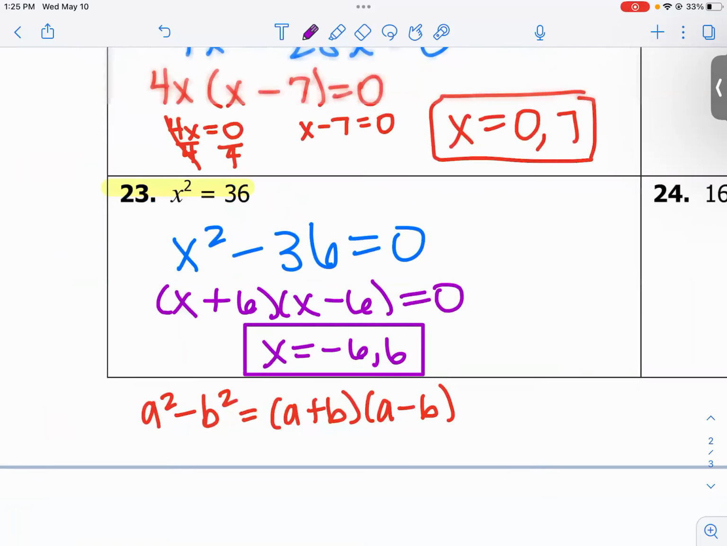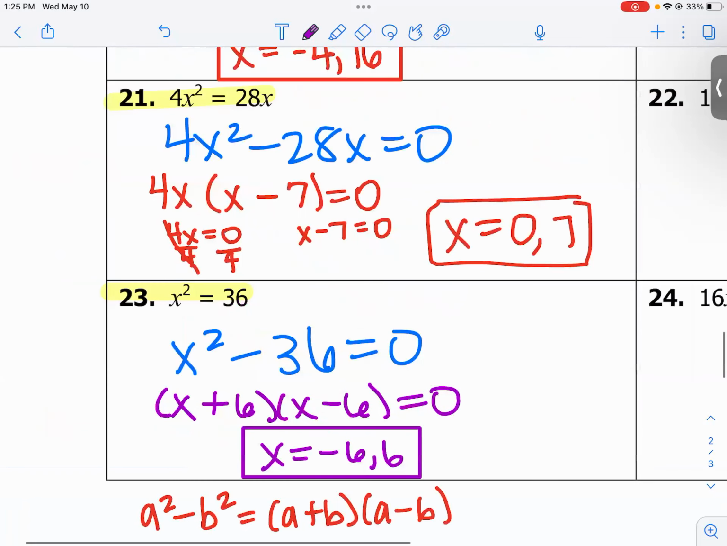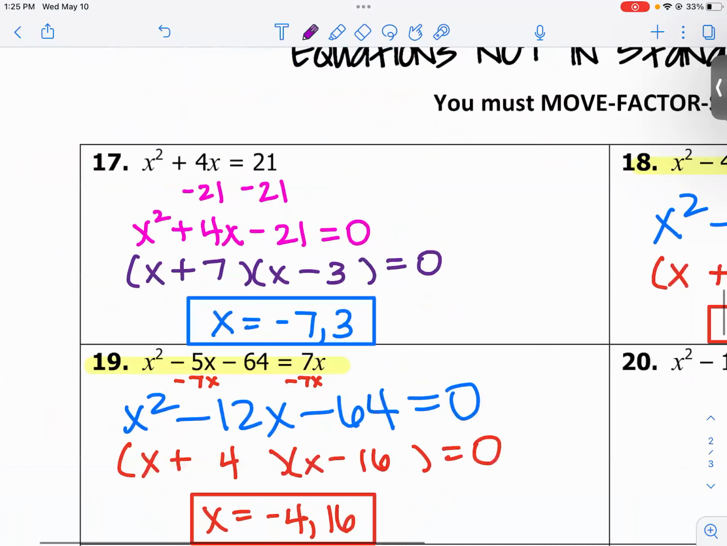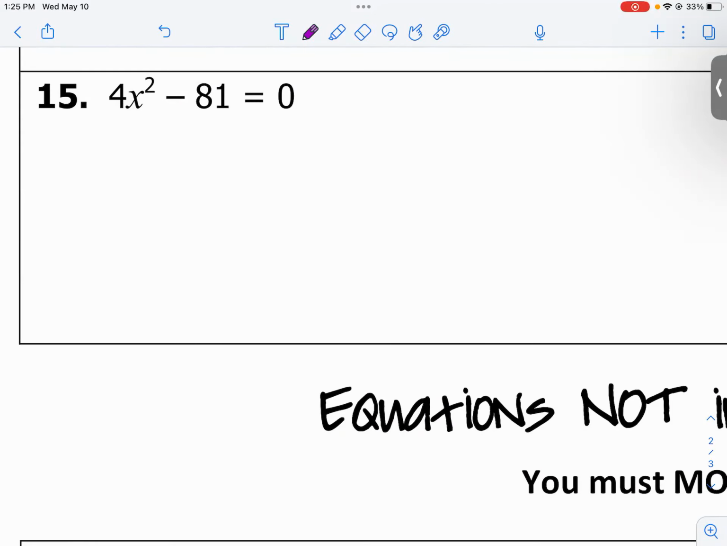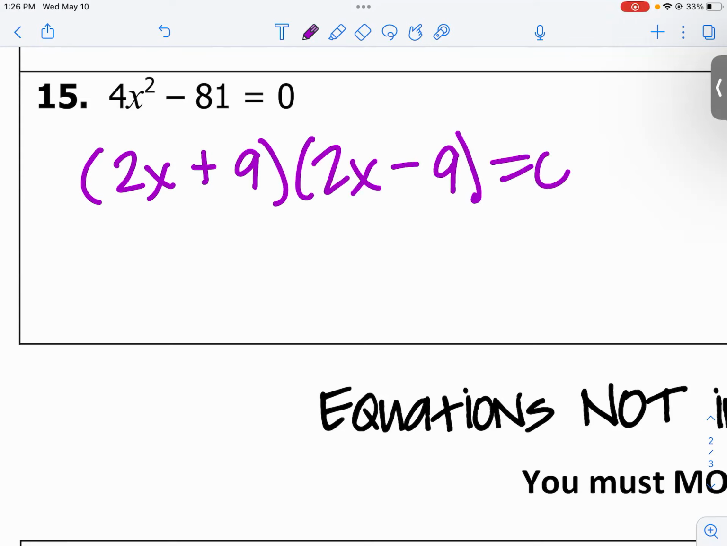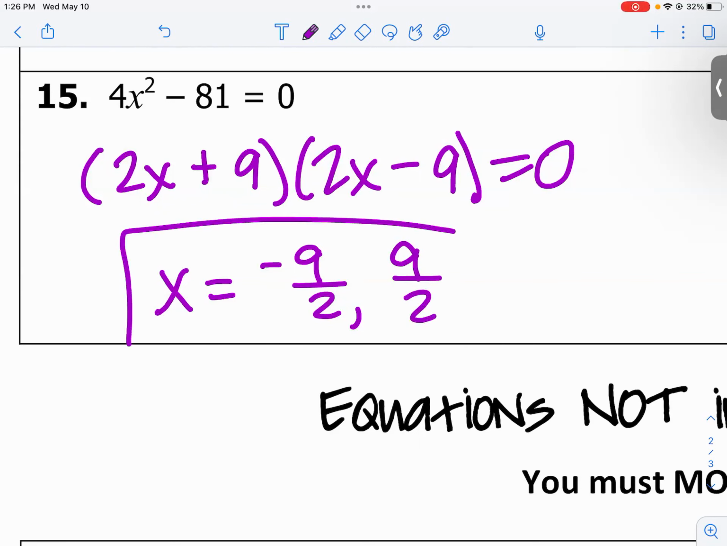Just to make sure we can remember the difference of squares, go back up to number 15. Same page, just up to 15. Is number 15 a difference of squares? Yeah. Is 4 a perfect square? Is 81 a perfect square? Yes, so this is going to factor to 2x plus 9 and 2x minus 9. So when these get set equal to 0, we get negative 9 over 2 and positive 9 divided by 2.